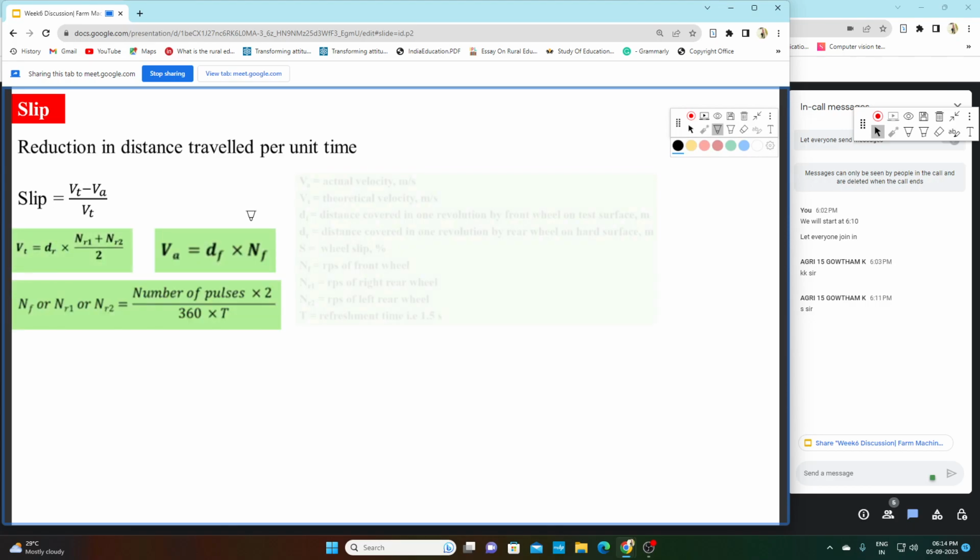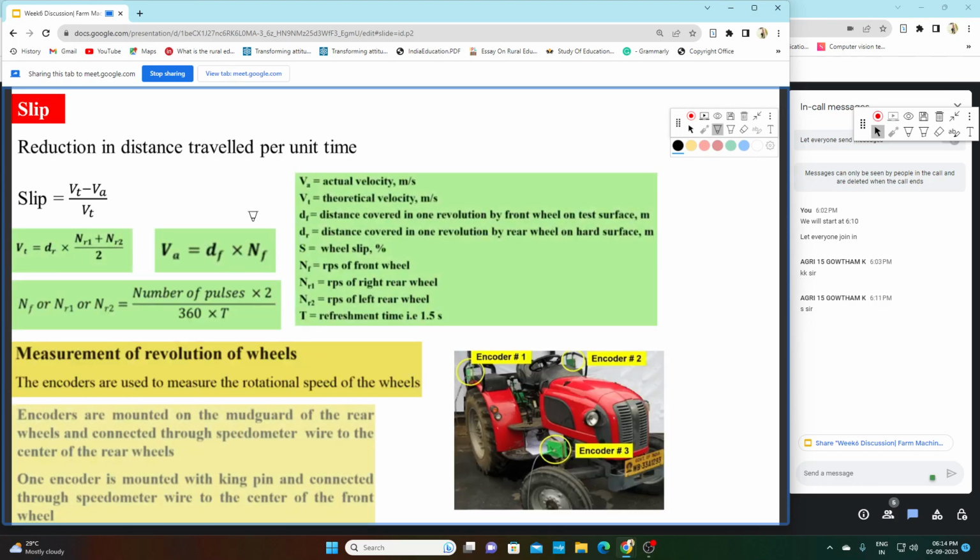Now how can we measure the slip? For measuring the slip we should know this Vt and this Va. If we know these two things we can calculate the slip. Vt is calculated by dr into (nr1 plus nr2) divided by 2, and Va, or actual velocity, is calculated as df into nf. Now what are these things, dr, nr and nf?